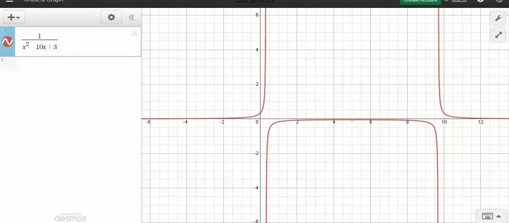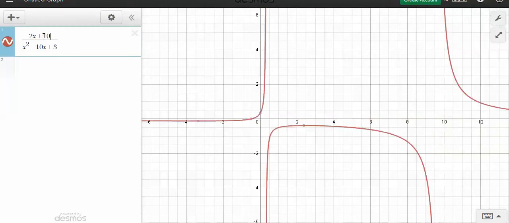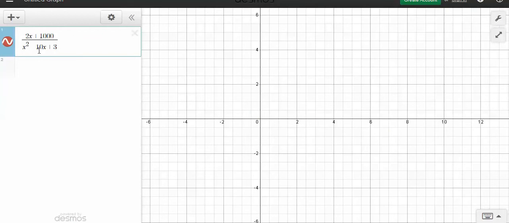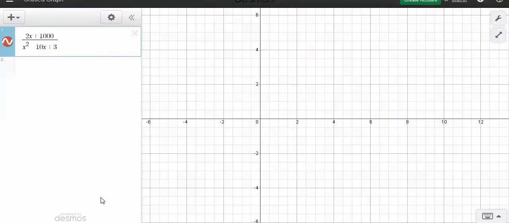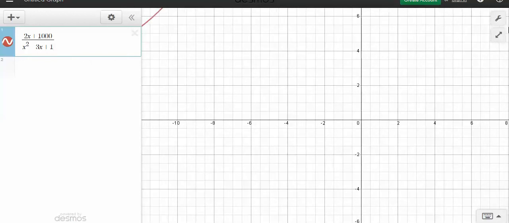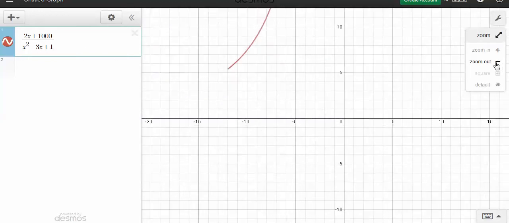It's 2x plus 1,000. All right, here we go. 2x plus 1,000 divided by, what was it, x squared minus 3x plus 1. Okay, all right. Minus 3x plus 1. I have no idea why this thing is not showing me the negatives, but anyway. Whoa, what does that graph look like? I can't see it. Let me zoom out a little bit. There we go, I see it.